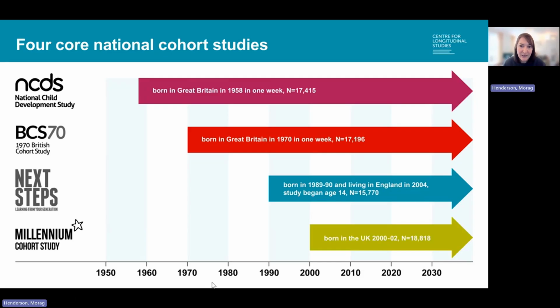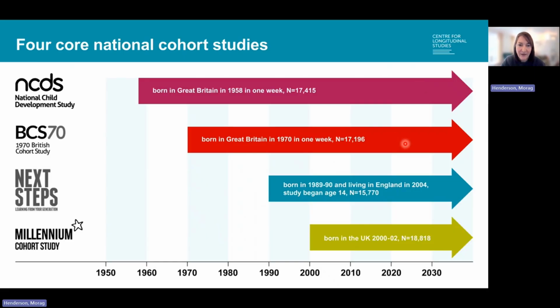So let me go into more detail about the cohort studies that we'll be focusing on today. These data are a public scientific resource used by thousands of researchers worldwide, resulting in many thousands of publications. They enable the replication and extension of the findings across different countries and time periods, but they're also an important data source for policy evidence. So the first and the oldest of our studies is the NCDS, the National Child Development Study. They were born in a particular week in Great Britain, so England, Scotland and Wales in 1958. They had a starting sample size of around 17,000.